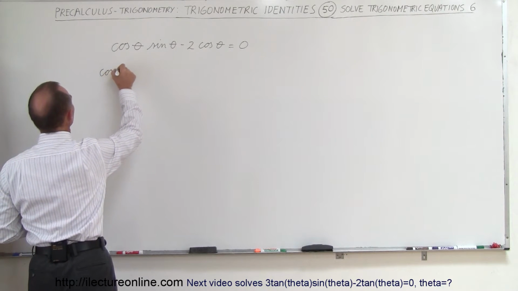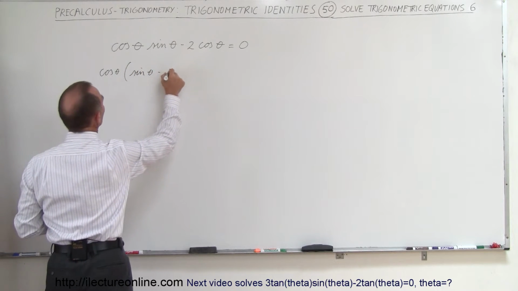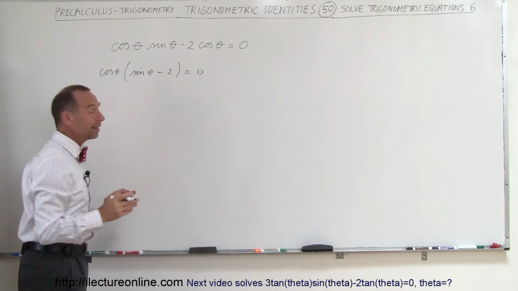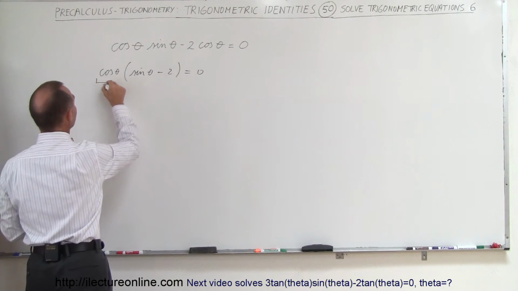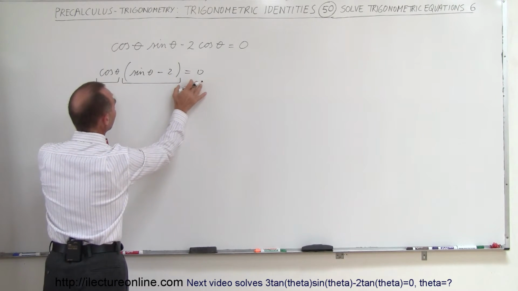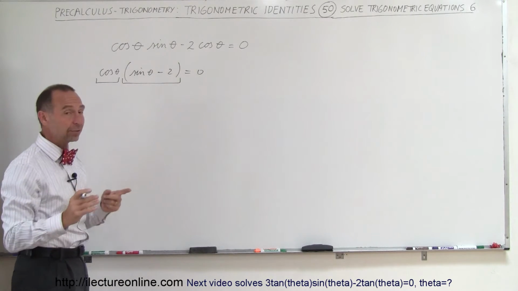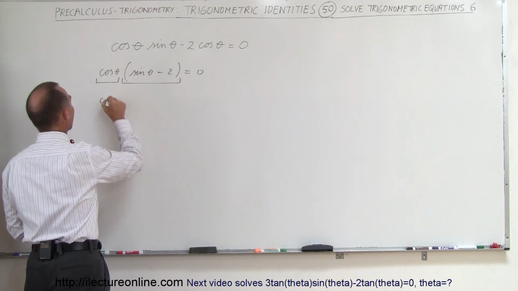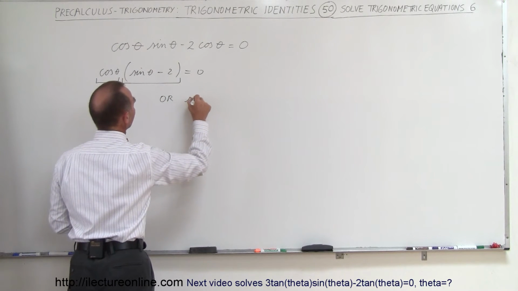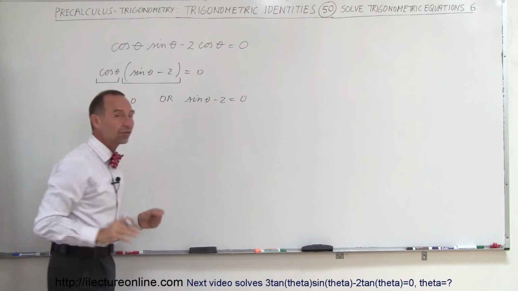So cosine of theta times the sine of theta minus 2 equals 0. So here we just factored out a cosine of theta. Now we have two terms multiplied together, this one and this one. So when you multiply two things together and it's equal to 0, that means that either one or the other is equal to 0. In other words, the cosine of theta is equal to 0, or the sine of theta minus 2 is equal to 0. And then we solve each of those separately.